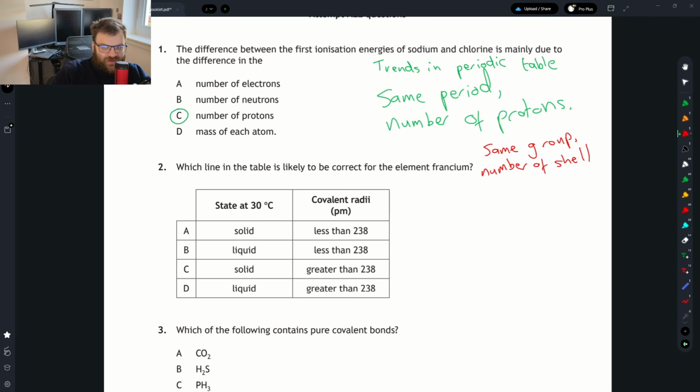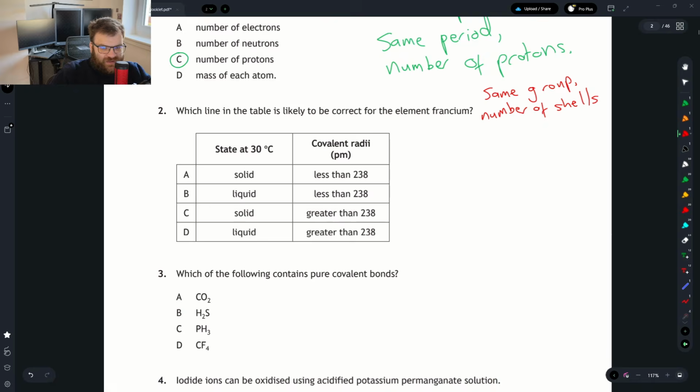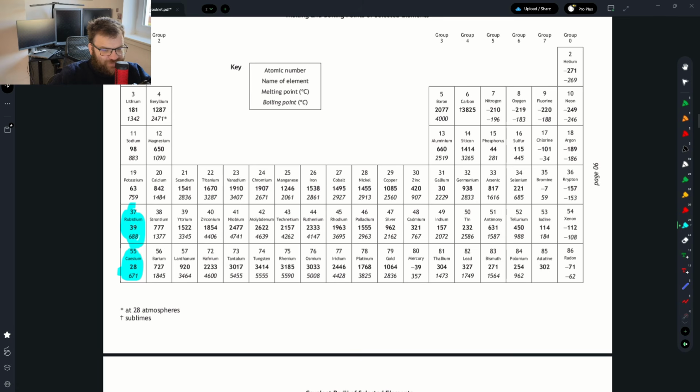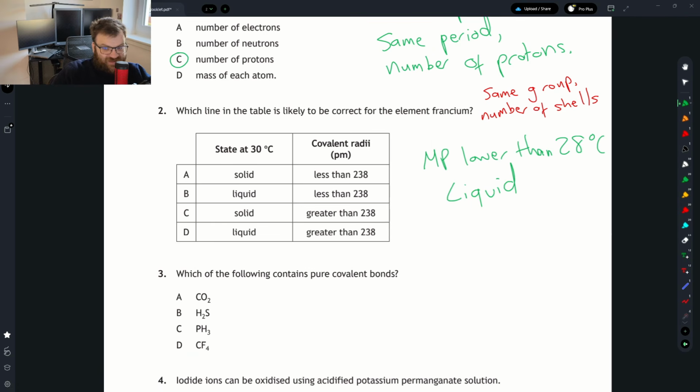If they're in the same group, it'd be the number of shells that would cause the differences in ionization energy and other properties. Next one is asking us to predict the state of francium at 30 degrees. Again, the data booklet will help us for this. Francium is an alkali metal that comes after cesium. Looking at the melting points and boiling points down the alkali metals, the melting point and boiling points decrease as you go down group 1. That means it's likely to have a lower melting point than 28 and a lower boiling point than 671. This means that at 30 degrees it will have melted, narrowing us down to E or D.